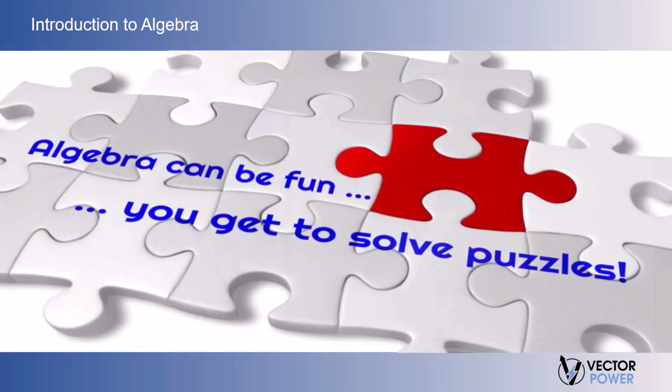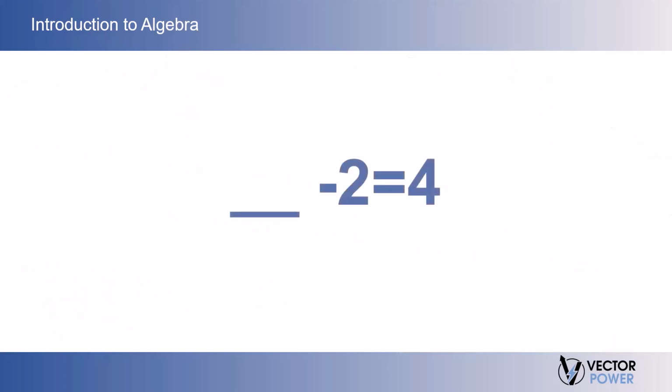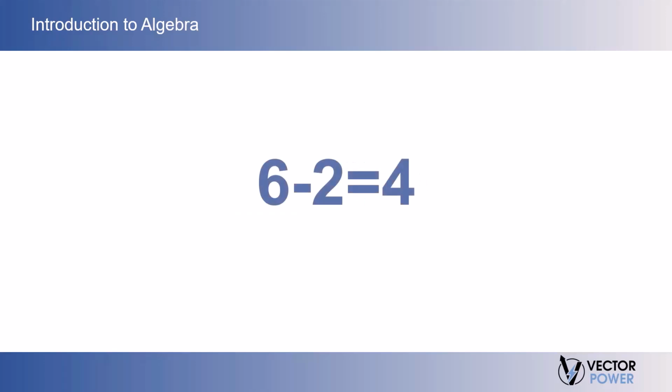Algebra can be fun. You get to solve puzzles. For example, what is the missing number? Blank minus 2 equals 4. Okay, the answer is 6, right? Because 6 minus 2 equals 4. Pretty easy stuff. In algebra, we don't use blank boxes. We use a letter. So we would write x minus 2 equals 4. It is relatively that simple.